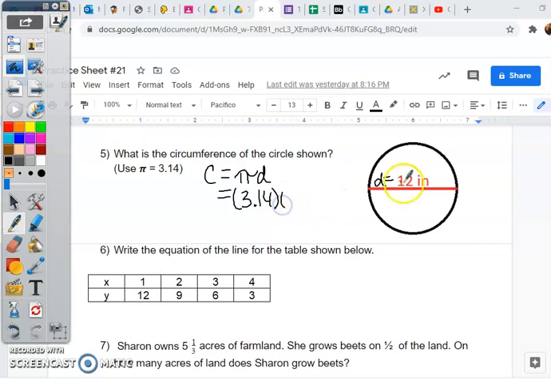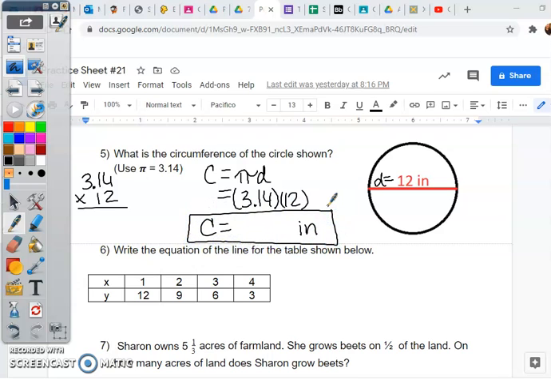And then we multiply by 12. Okay? This is your job. Your job is to multiply that, and that will be your circumference. And then you can come over here and put your final answer, whatever it is, inches. Okay? So if you need to pause the video, do that now.